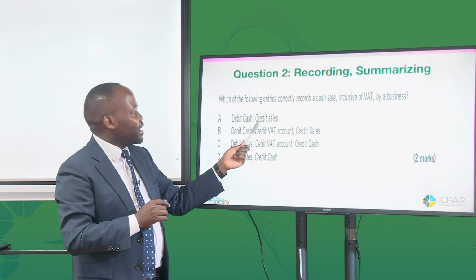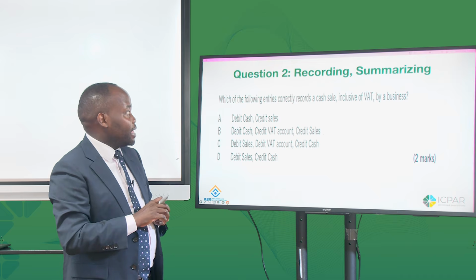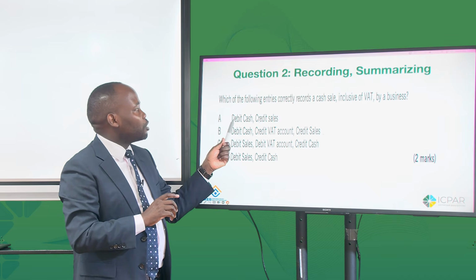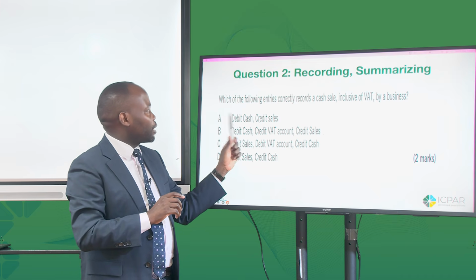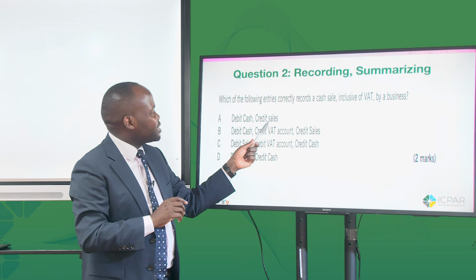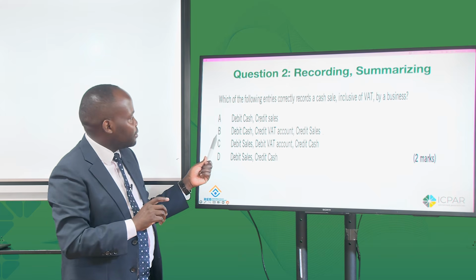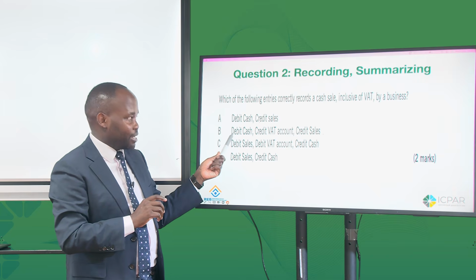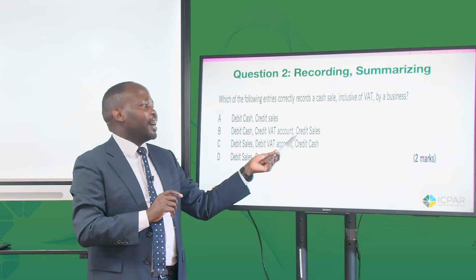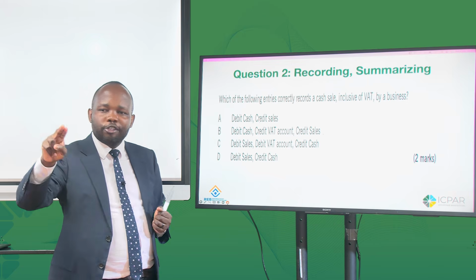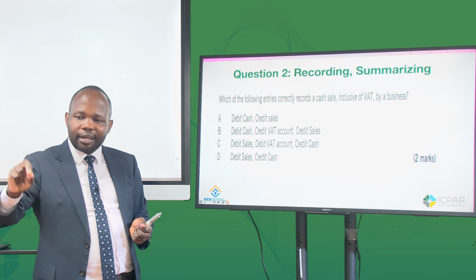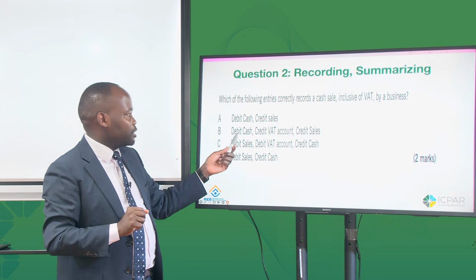A, debit cash and credit sales. This is not correct because the VAT is missing. B, debit cash, credit VAT and credit sales. That is correct. There are 2 credit entries, VAT and sales, and then you debit cash.